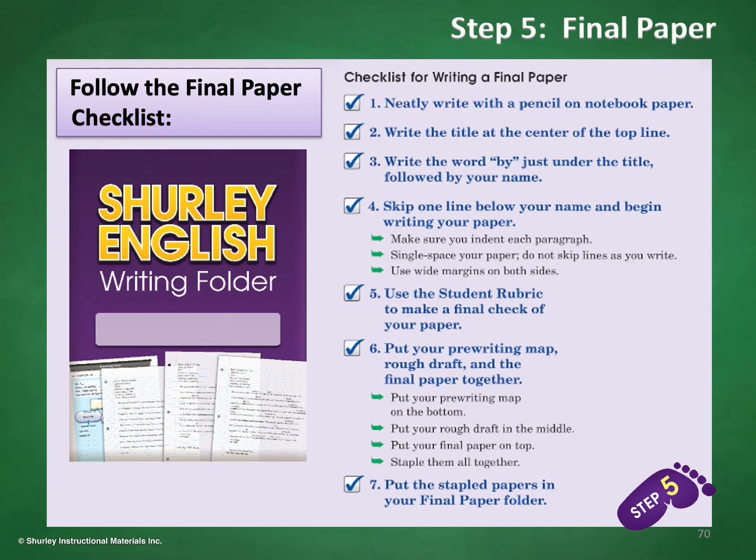Now, let's return to the final paper checklist. Once a student has completed number 5, using the student rubric to make a final check of their paper, they will put their pre-writing map, rough draft, and the final paper they have written in their final paper folder to be graded.